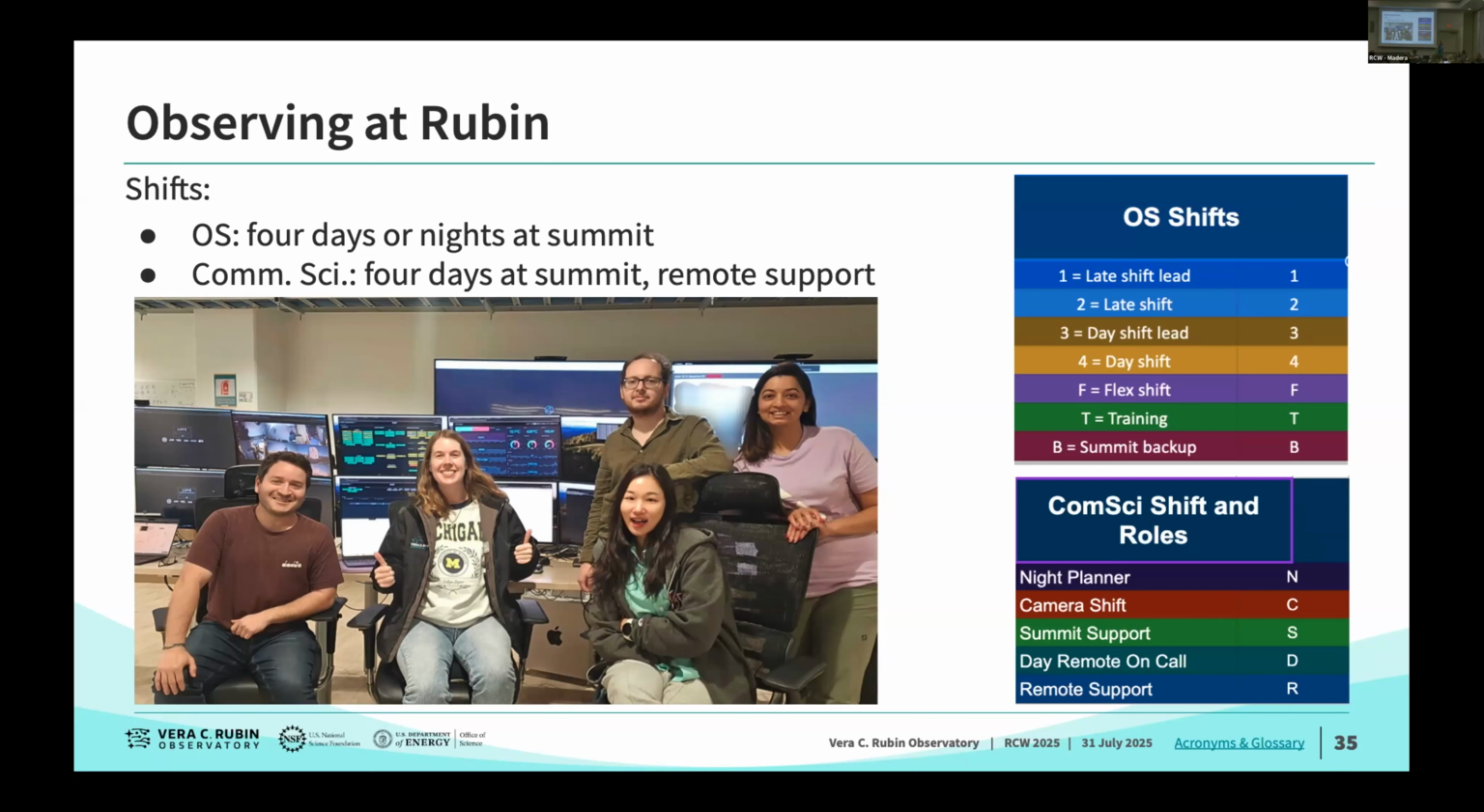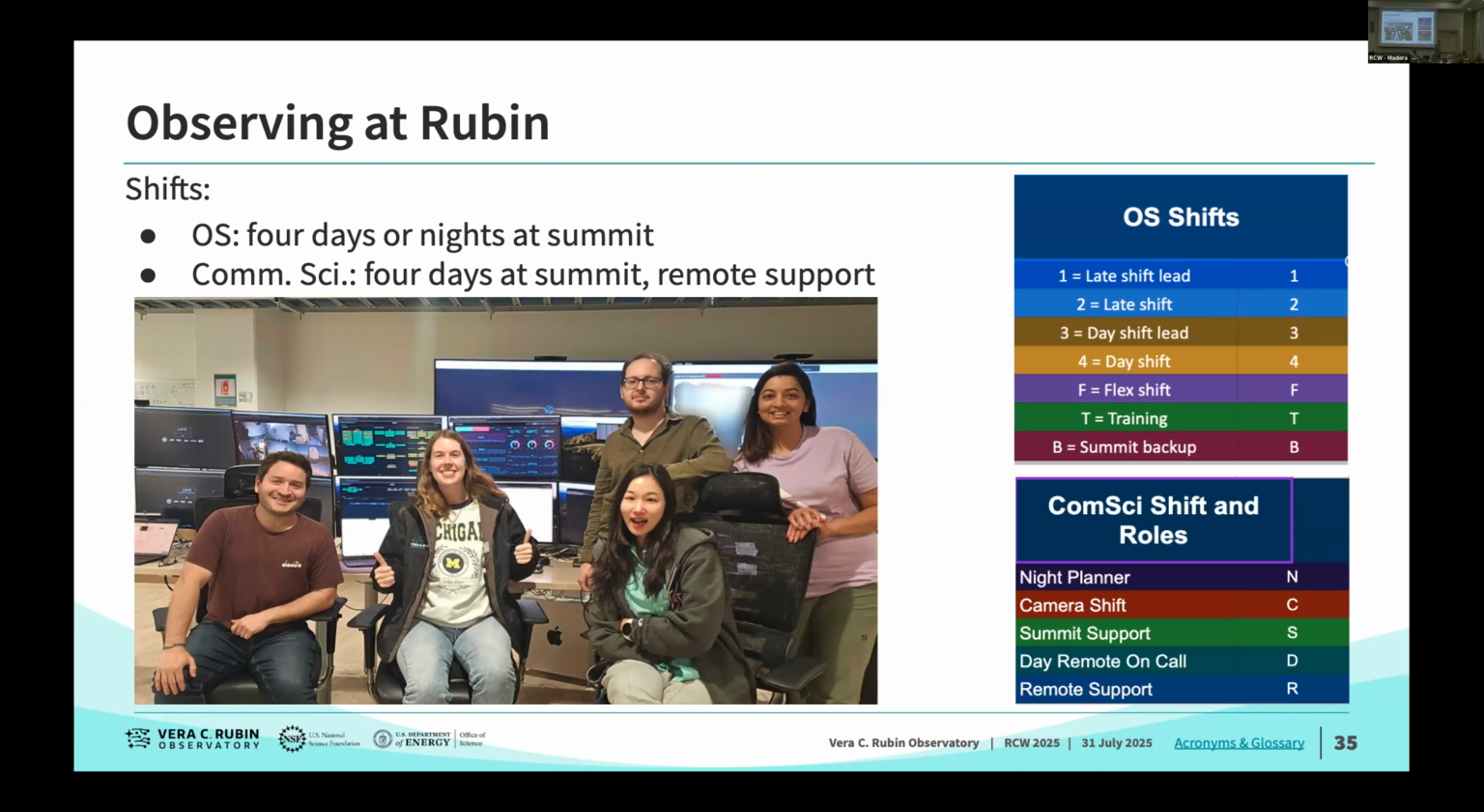2 work in the daytime role, that's 10 a.m. to 10 p.m. And then the other 2 work from 8 p.m. to about 7 or 8 in the morning. And during each of these shifts, one of the 2 observing specialists is designated as the shift manager. So they're the ones kind of with the ultimate authority at the summit. And then commissioning scientists over the past few months have been working with us at the summit Monday through Thursday during the daytime.